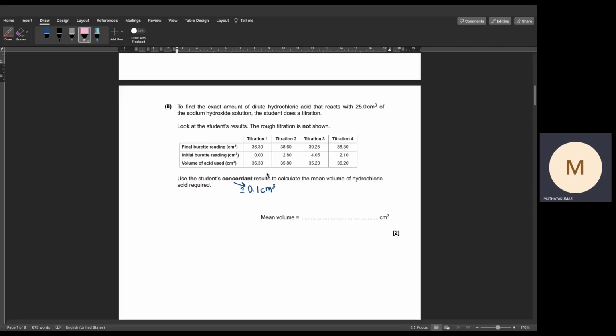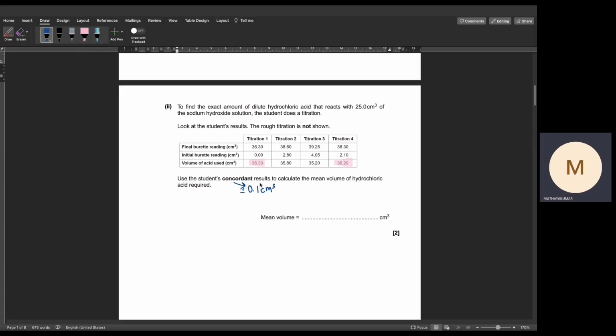So if we have a look at the data values given to us, 36.3, 35.8, the difference between these two values is larger than 0.1. So these two results are not concordant. If we have a look at titration 3 and titration 1 and 2, again, these values are more than 0.1 out. And then looking at titration 4, 36.2, we can see that 36.2 and 36.3 are within that range of 0.1. So these two results are concordant. Titration 2 and 3 are out of this range. So these are the two values that we can use to work out the mean.